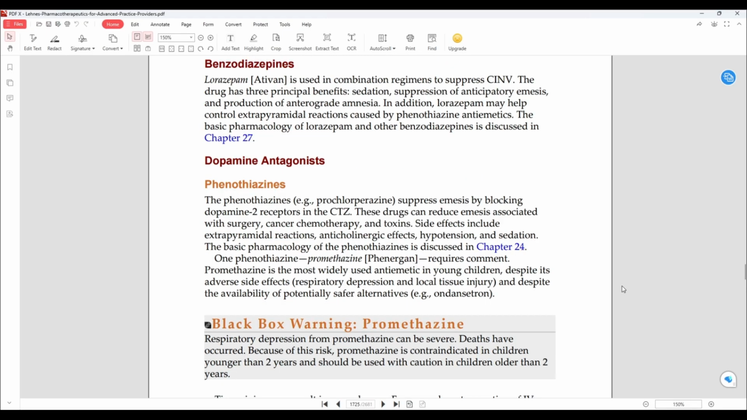Which takes us now to benzodiazepines, namely lorazepam or Ativan, which is used in combination regimens to suppress CINV. These drugs have three principal benefits: sedation, suppression of anticipatory emesis, and the production of anterograde amnesia. In addition, lorazepam may help control extrapyramidal reactions caused by phenothiazine antiemetics. The basic pharmacology of lorazepam and other benzodiazepines will be discussed in Chapter 26.